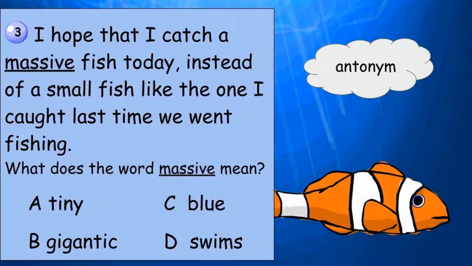What does the word massive mean? A, tiny, B, gigantic, C, blue, or D, swims. Pause the video and write down your answer. If you said that the answer was B, gigantic, then you are correct.